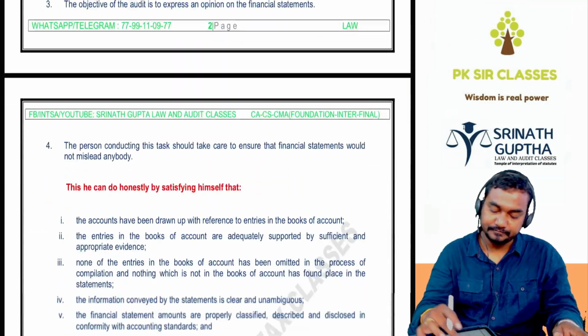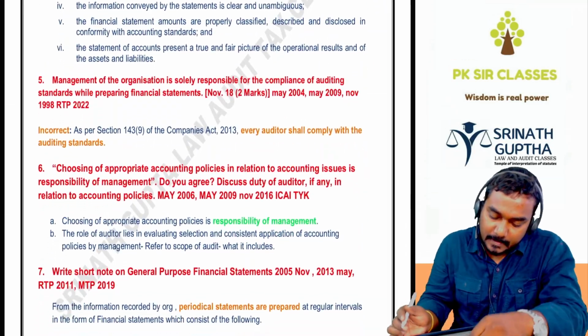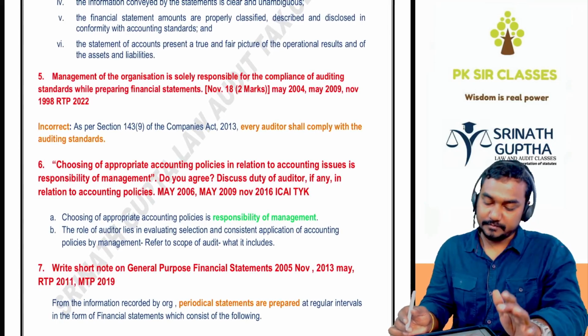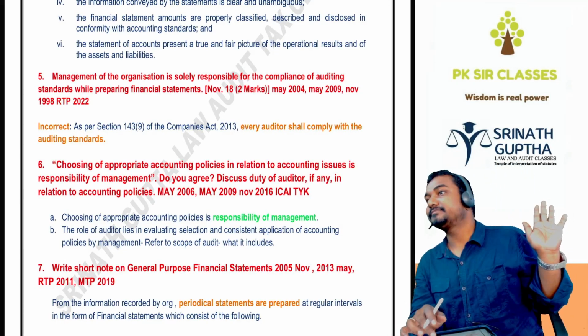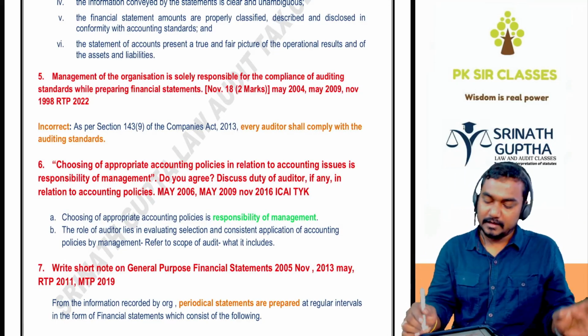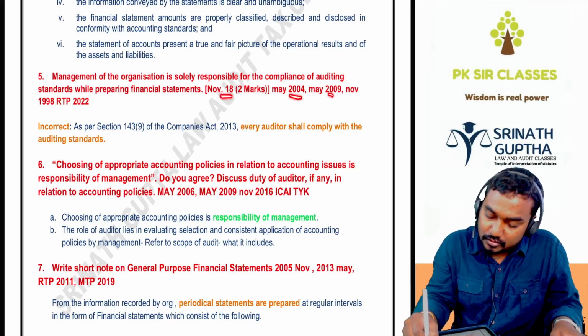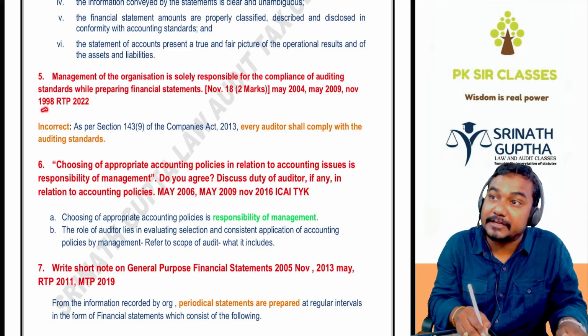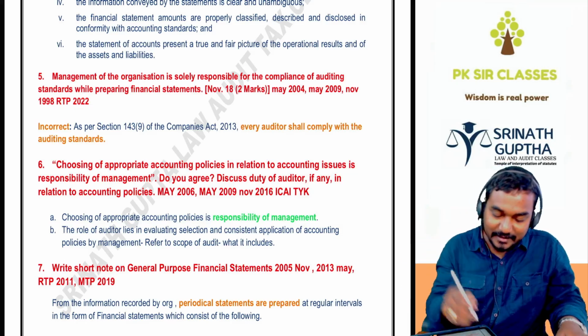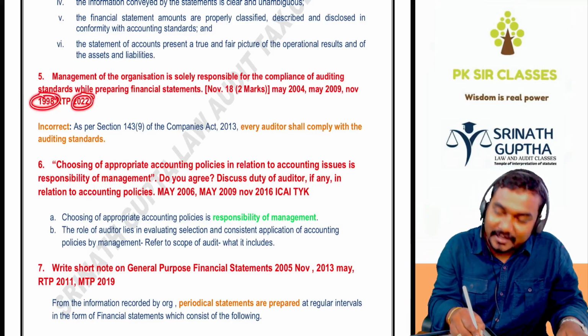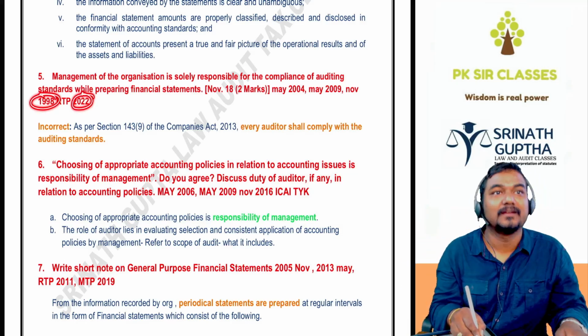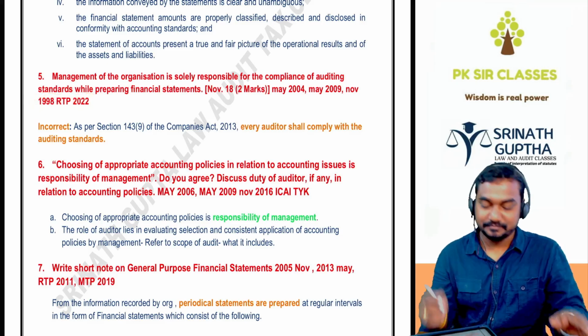Same question, beta. Repeated. Then the 5th question. This was asked. Clear, beta? Able to understand the questions? All this we have discussed. This was asked in 2018, 2004, 2009, 1998 and 2022. Same question repeated, beta, 1998 to 2022. How many years gap? Nearly 24 years gap.